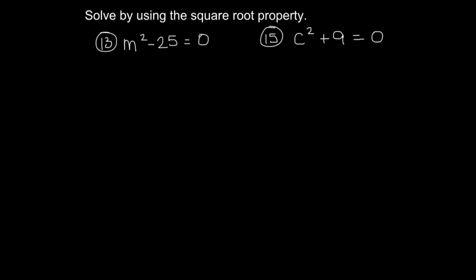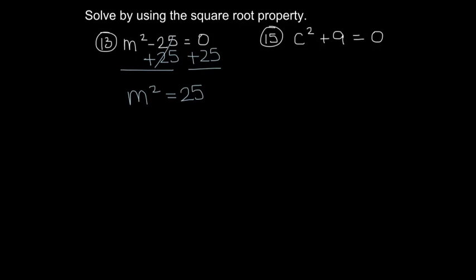If we take a look at number 13, m squared minus 25 equals 0. Notice that the linear term is missing. There's no m by itself. We just have the m squared. If I can get that m squared by itself, which I can do pretty quickly by adding the 25 to both sides, that leaves me with m squared equals 25.